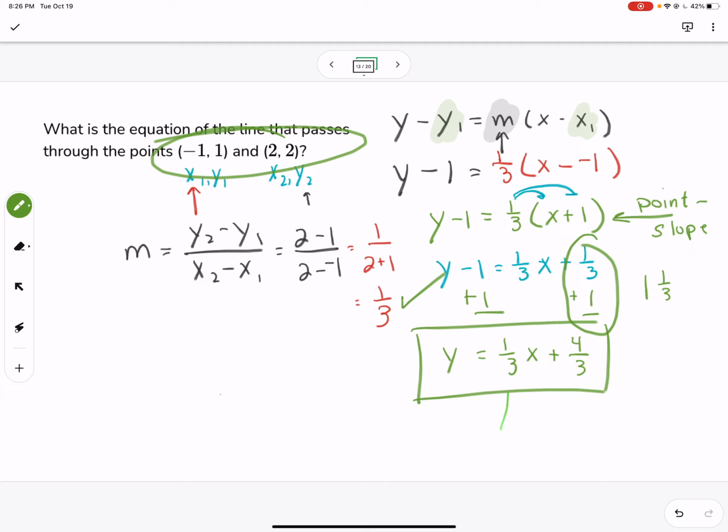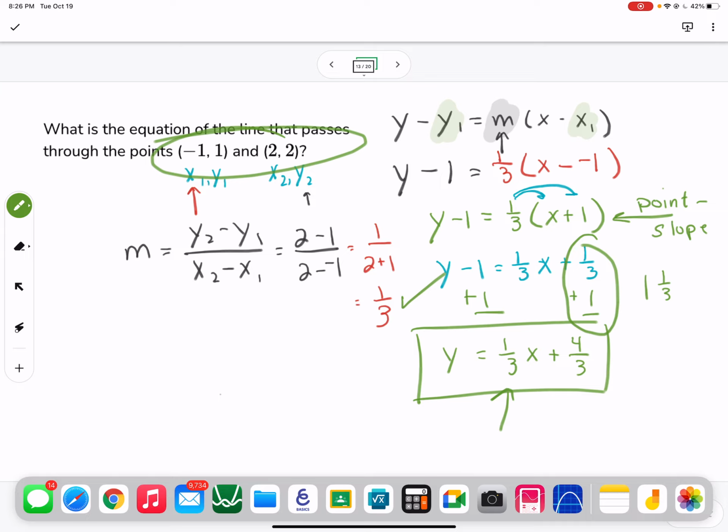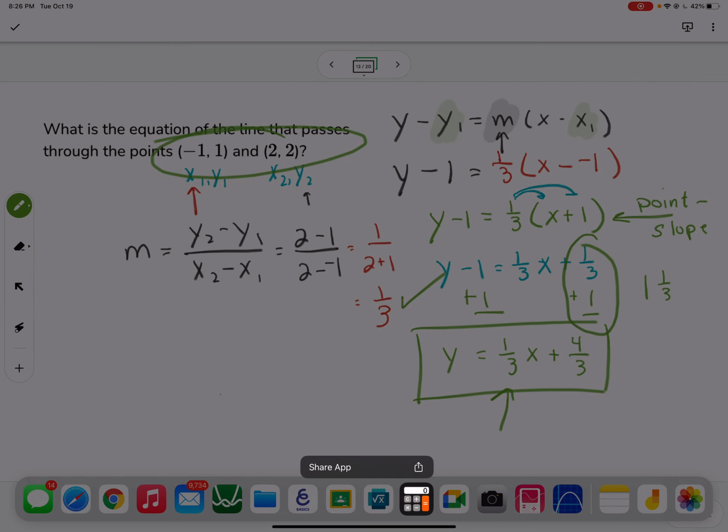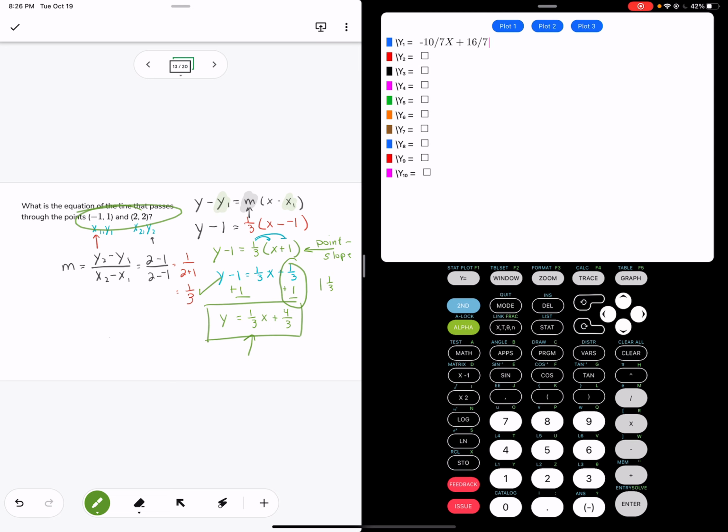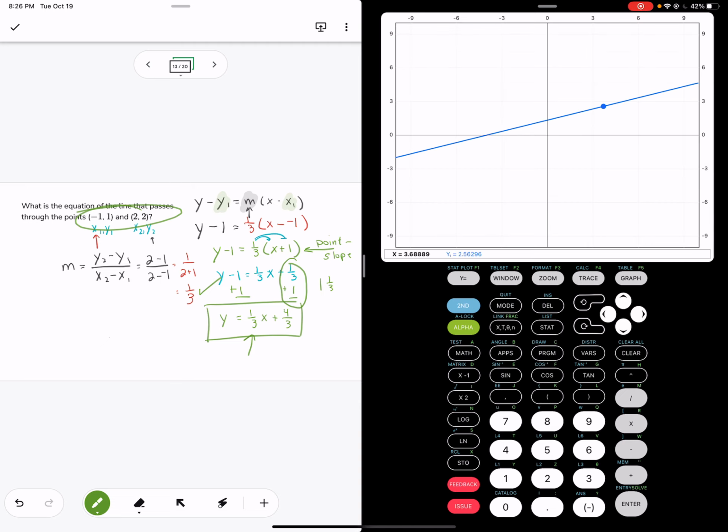If you were to type this into your calculator and then trace real quick, I'm going to show you how you can make sure you always have these things correct. Let me just pull up my calculator next to me. If I wanted to verify my answer, I'm just going to put that equation in there, 1 divided by 3, and my x, and then plus 4 divided by 3. And I'll zoom and then hit 6.